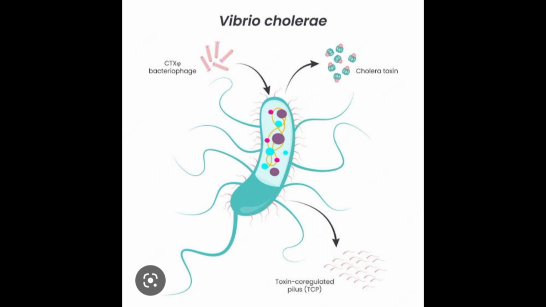Cary-Blair media. This media is prepared by adding disodium phosphate, sodium thioglycolate, sodium chloride, and calcium chloride, and pH is adjusted to 8.4. If transport media is not available, a strip of thick blotting paper is soaked in the fecal matter, then placed in a sealed plastic bag and sent to the laboratory.